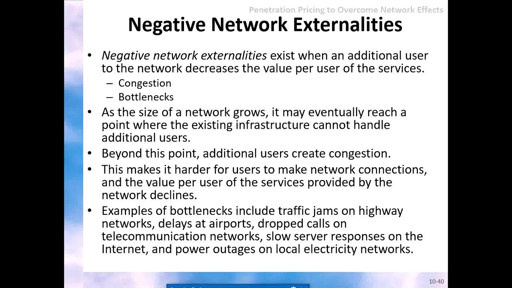Beyond this point, additional users create congestion. Sometimes you go into an area where there are a lot of people, maybe in Kuala Lumpur or Penang, and your internet speed is lower because so many people are using it and there is congestion. This makes it harder for users to make network connections, and the value per user of the service provided by the network declines. If you are paying 100 ringgit, you're not getting a service worth 100 ringgit. Maybe you are getting a service worth only 2 ringgit. Examples of bottlenecks include traffic jams on a highway, delays at airports, dropped calls on telecommunication networks, slow server response on the internet, and power outages on the local electricity network. These are examples of bottlenecks.